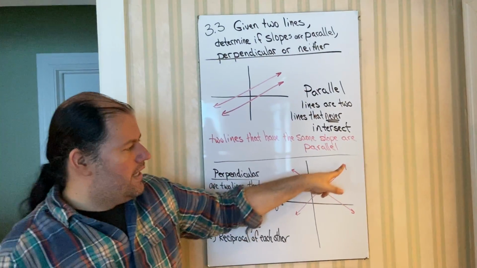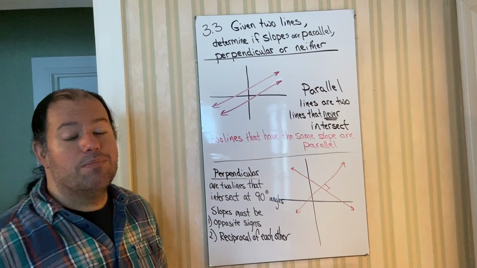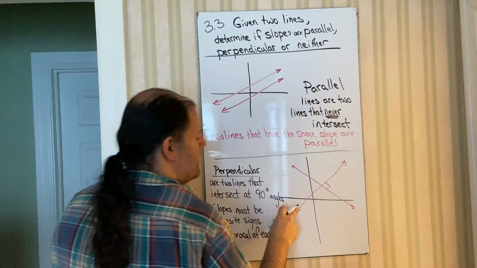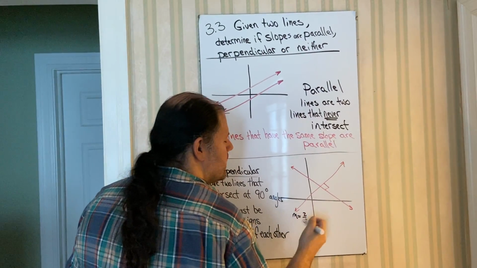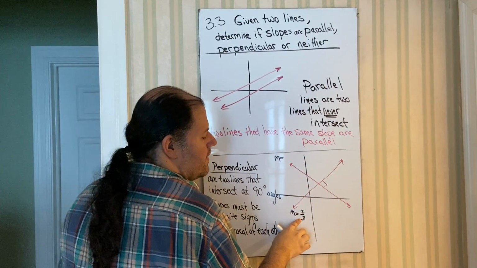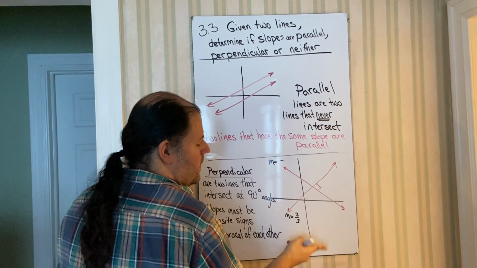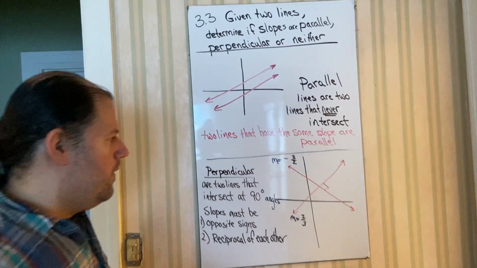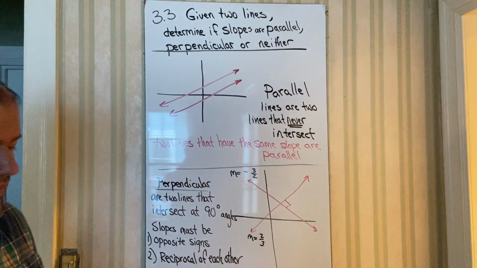So see how this has a positive slope? See how this has a negative slope? And they actually have to be reciprocals of each other. Now what do I mean by reciprocal? If I said that this slope was 2/3, then this slope has to be not only opposite signs, but reciprocal. Flip the fraction: 3/2. If you multiply the two slopes, you'll always get a negative 1.